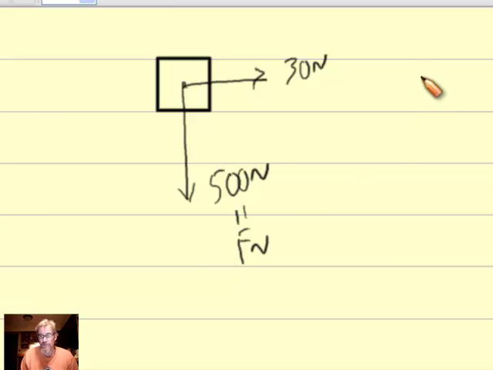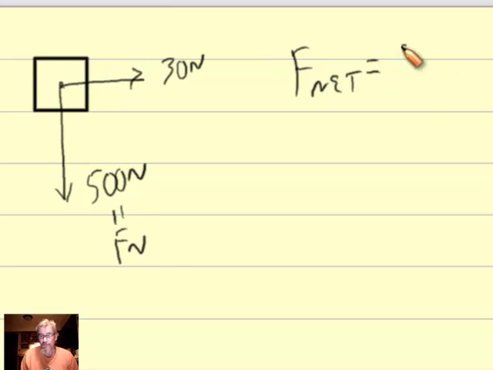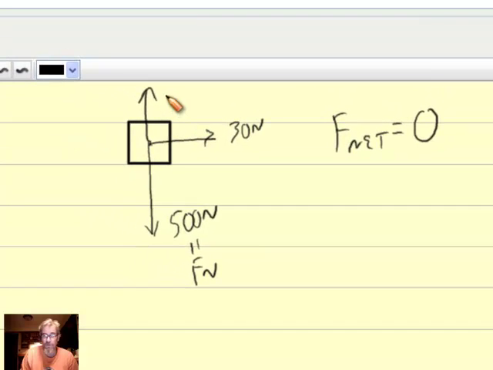But another thing I know is it's moving at constant speed. If it's moving at constant speed, there's no acceleration. And if there's no acceleration, that means the net force is zero. So these two forces that I have here must be balanced. And they are. The 500 Newton normal force is balanced by a 500 Newton reactive force.